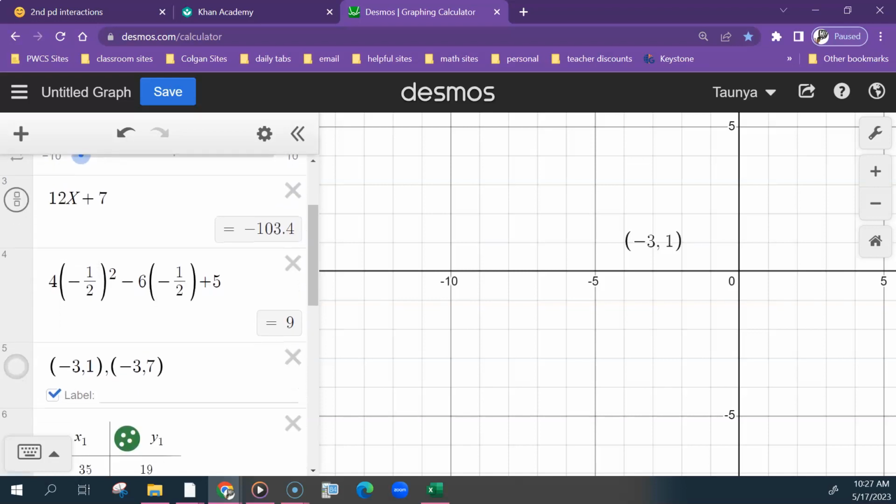Number 2, you should have been using parentheses because it's a negative and you're going to be squaring it. So negative 1/2, put that in and you should get 9.